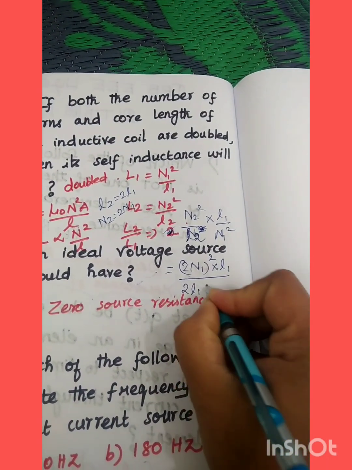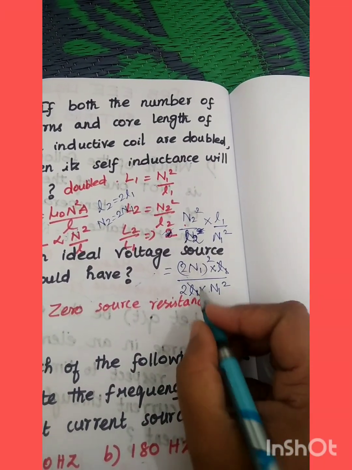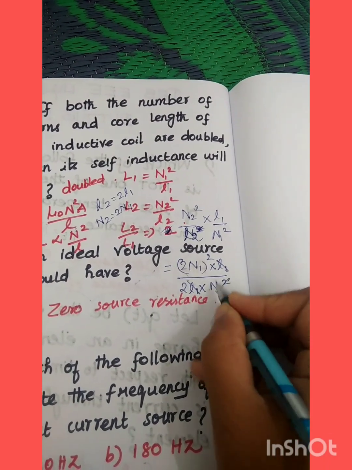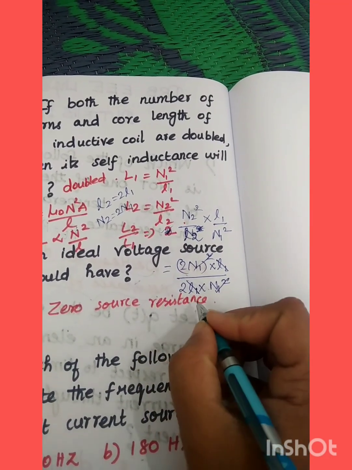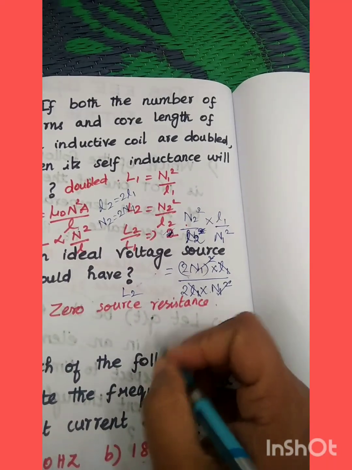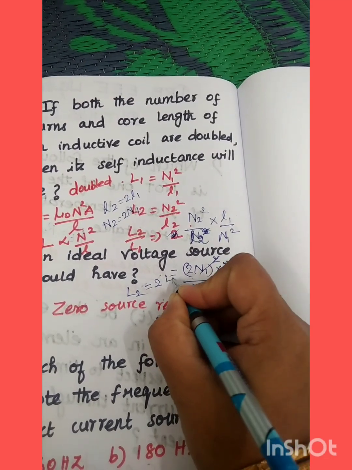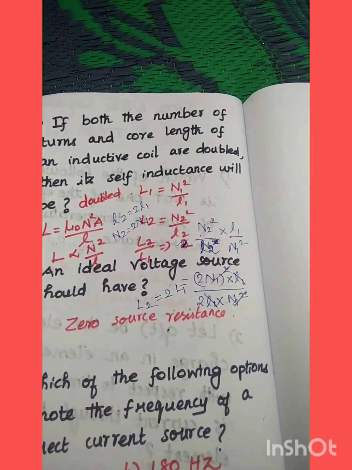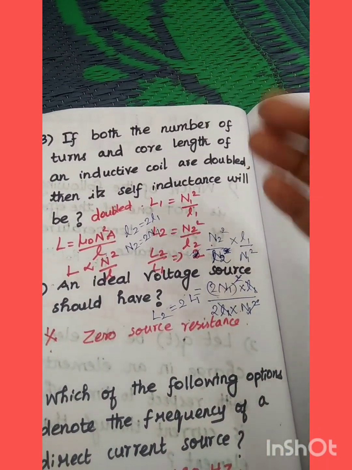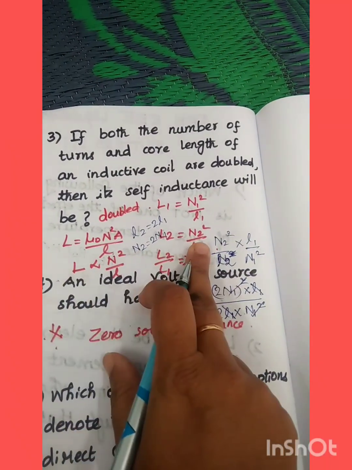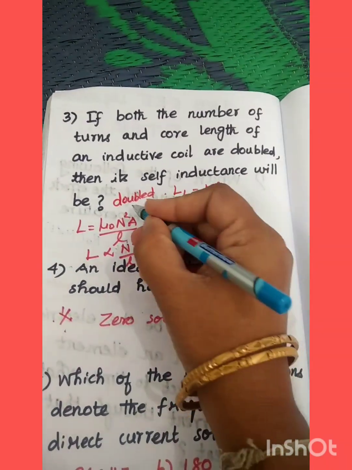So l1 and l1 get cancelled, and N1² and N1² get cancelled. So we can write L2 = 4/2 = 2, so L2 = 2 L1. It would be the answer: it is doubled. Please apply Faraday's laws of electromagnetic induction and the formula for the self-inductance of a solenoid and find the answer. L2 is equal to twice L1, so doubled will be the option.